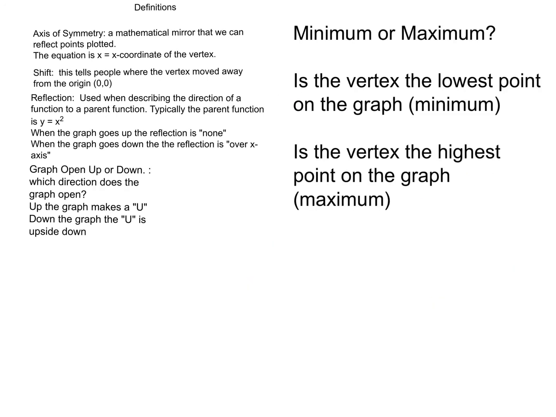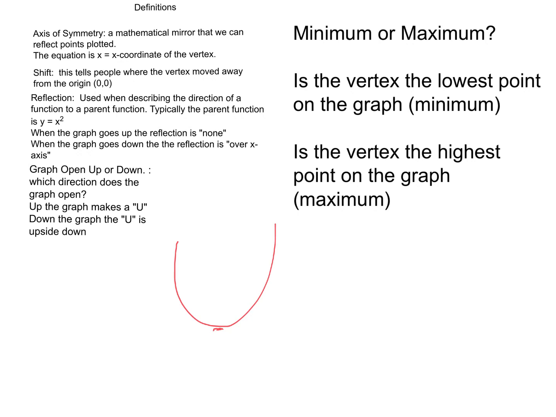Alright, the next piece of definition we're going to need to know is minimum or maximum. Now this deals with the vertex itself. Again, if the vertex is the lowest point in our graph, then the vertex represents a minimum value, or the smallest value you're going to have. If the vertex is the highest point in the graph, then it is a maximum. So for instance, if my parabola looks like this, now the vertex is the point where our graph changes directions.